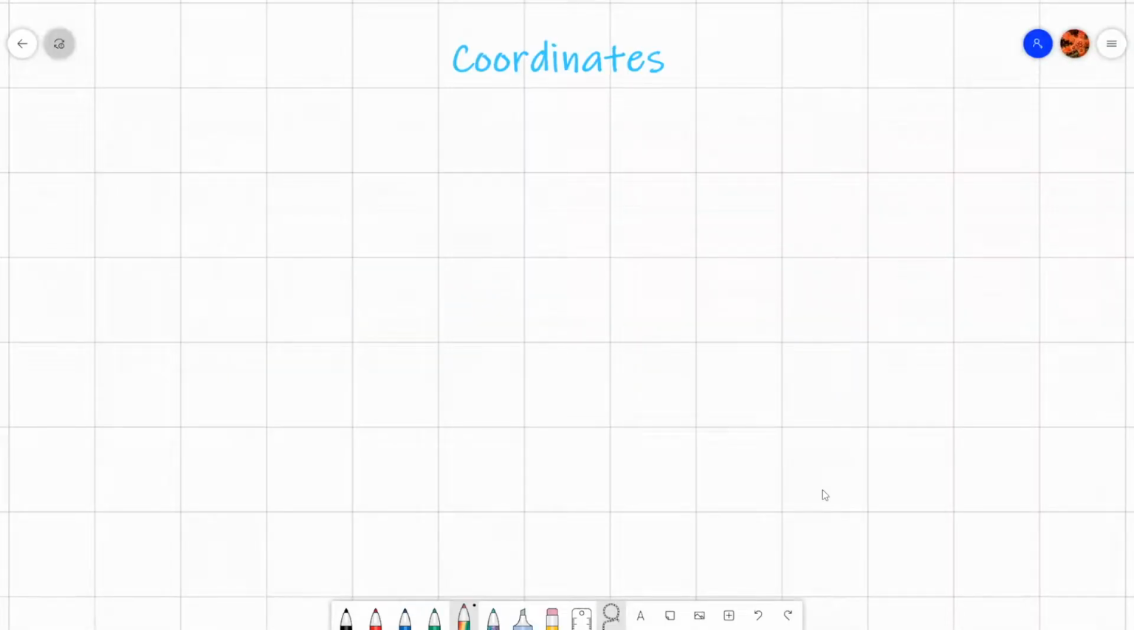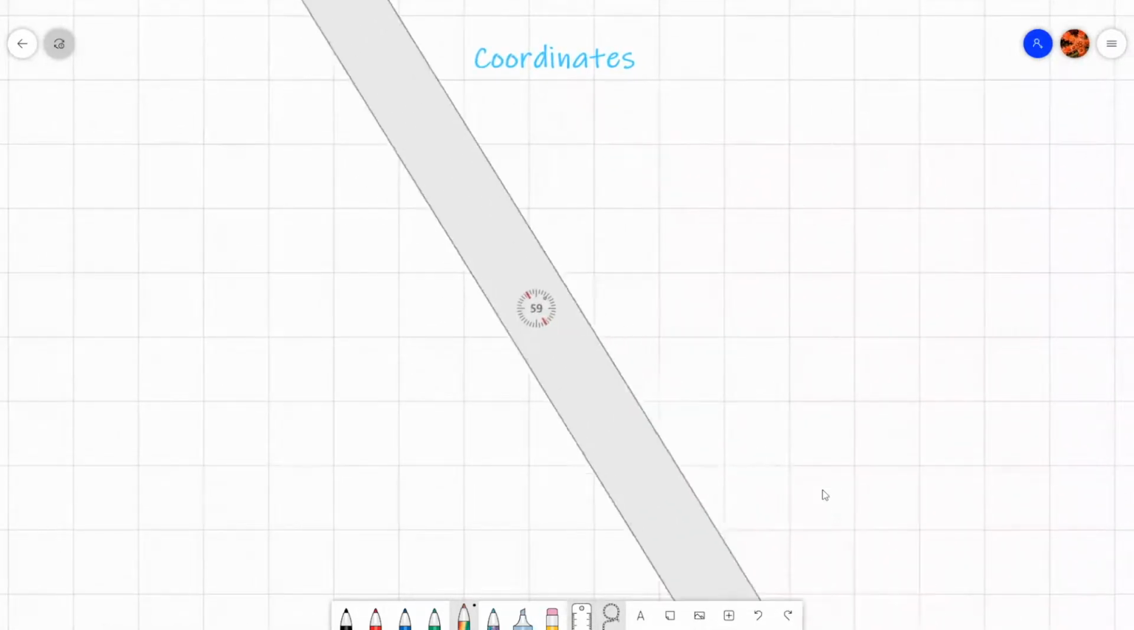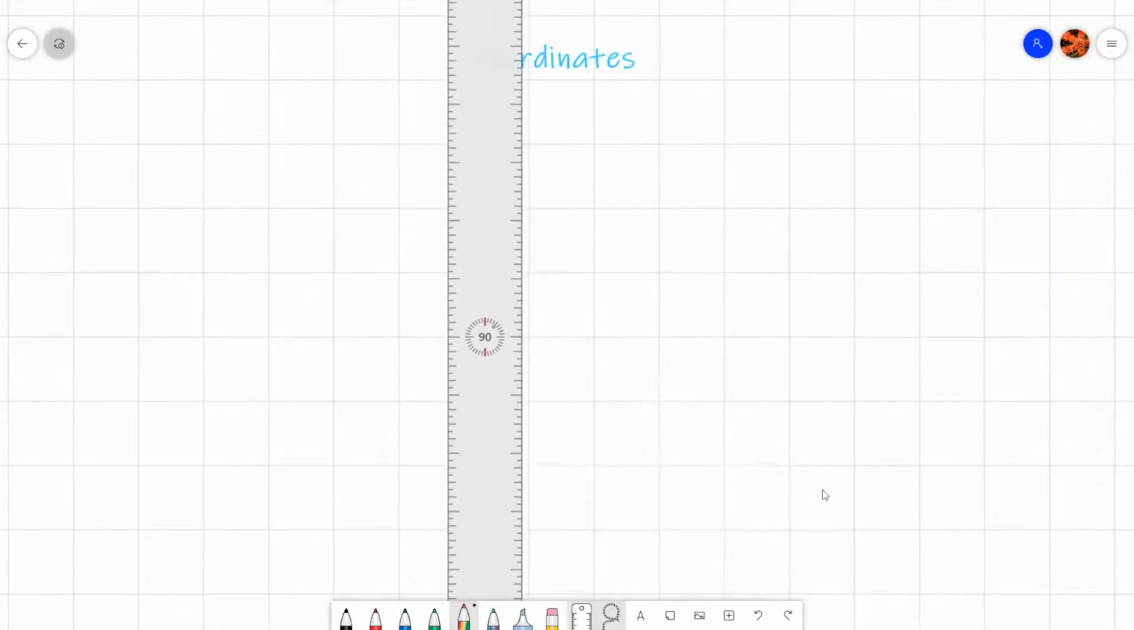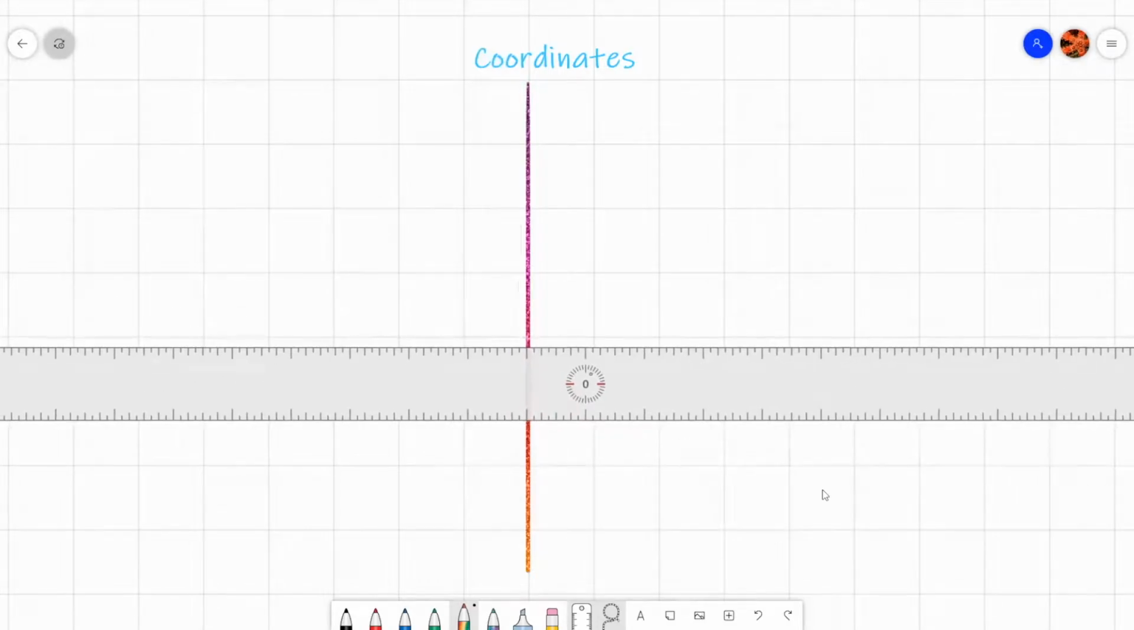Coordinates. In today's lesson, we will be looking at plotting coordinates. Before we can plot coordinates, we need to have an understanding of what an axis is, because a coordinate is plotted on an axis. So we normally have the y coordinate and the x coordinate. So let's plot that on.